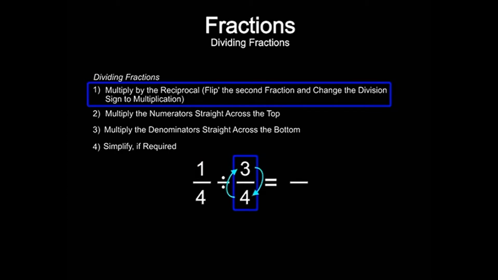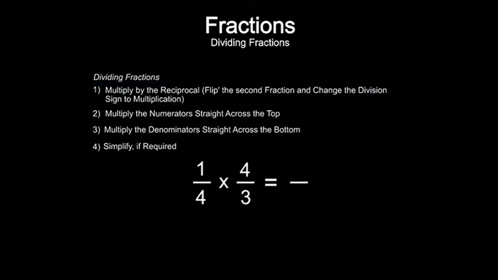First, flip the second fraction. 3/4 now becomes 4/3. This new fraction is the reciprocal of the original. Then, change the division sign to multiplication. Next, continue as if you were multiplying. Multiply the numerators straight across the top to get 4, and the denominators straight across the bottom to get 12. Finally, simplify the answer to 1/3.